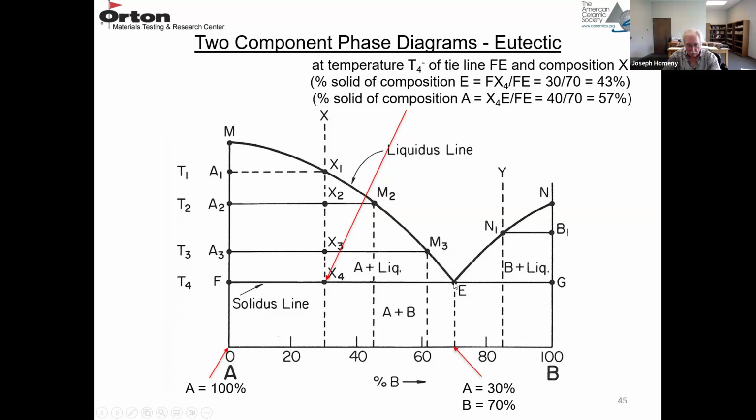So the crystal that forms at the eutectic here is 30% A and 70% B. And the total of this combination is 43%. And then the percent of this A here is just X4E over FE. That's 40 over 70 or 57%.